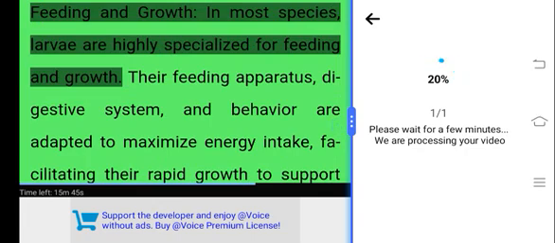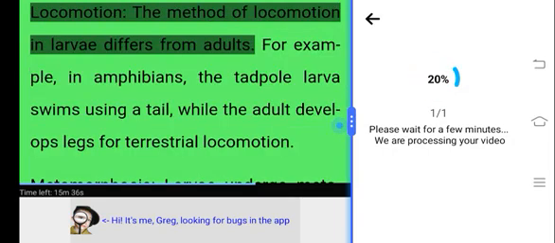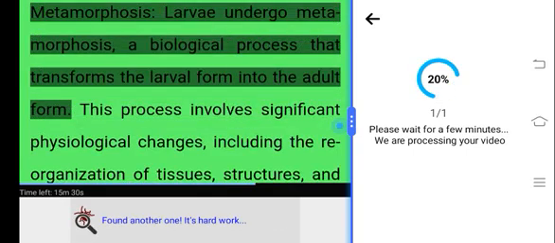Feeding and growth: in most species, larvae are highly specialized for feeding and growth. Their feeding apparatus, digestive system, and behavior are adapted to maximize energy intake, facilitating their rapid growth to support the next stage of development. Locomotion: the method of locomotion in larvae differs from adults. For example, in amphibians, the tadpole larva swims using a tail, while the adult develops legs for terrestrial locomotion.